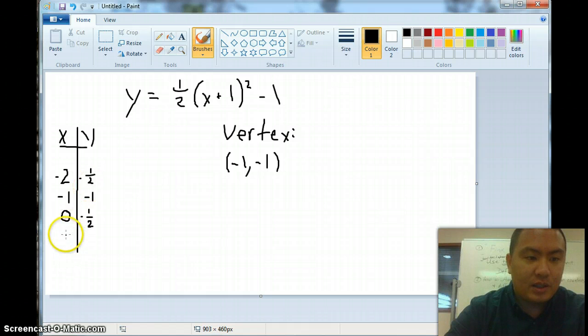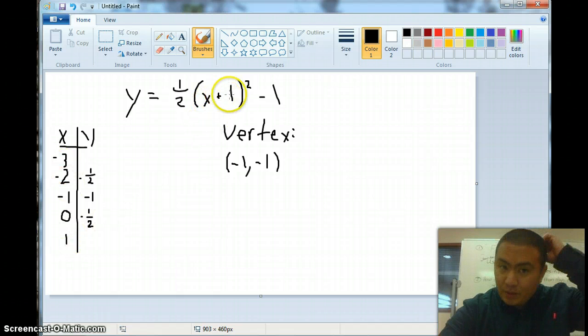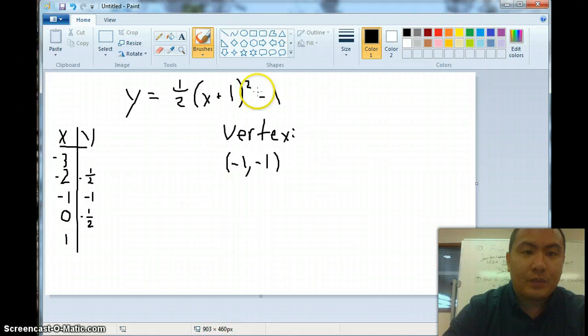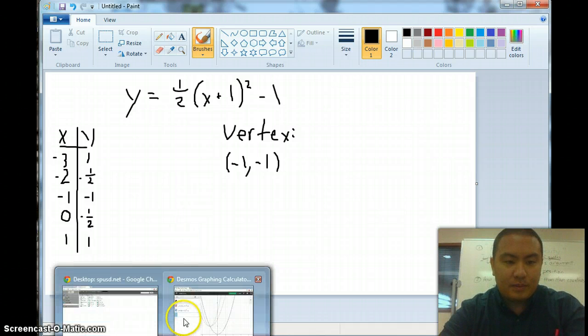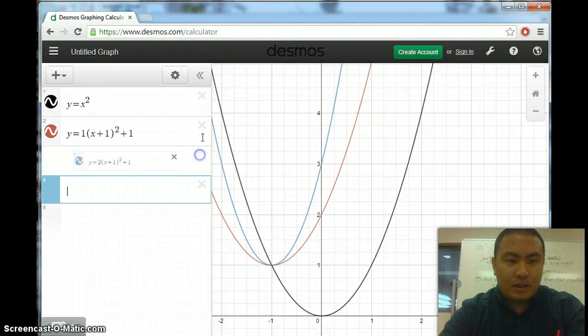And let's go ahead and try this. 1 and negative 3. If I plug in 1, 1 plus 1 is 2. 2 squared is 4. 4 times a half is 2. 2 minus 1 is 1. And what do you think this one would be? 1. So let's pull up Desmos.